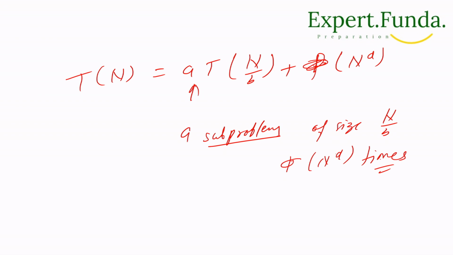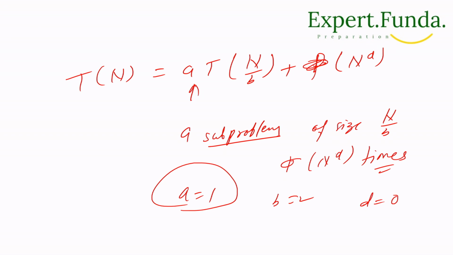So here, at each step there is only one sub problem, so a equals 1, and its size is half of the initial problem, so b equals 2, and the work at each step takes constant time, so d equals 0.